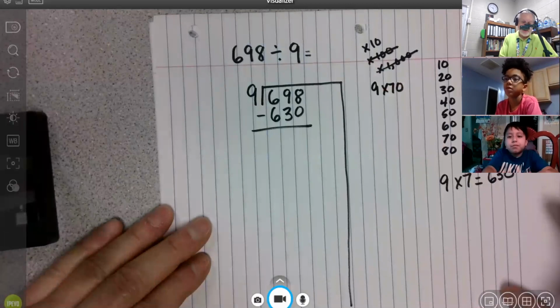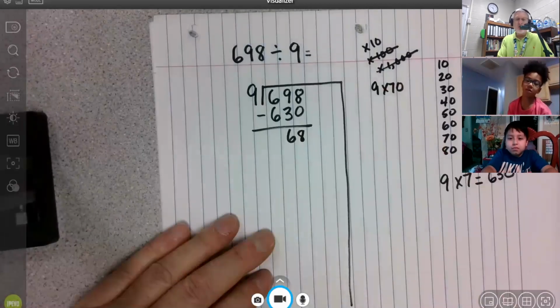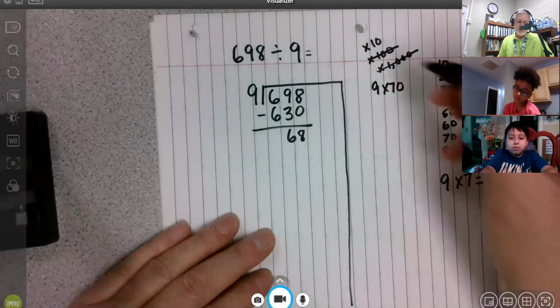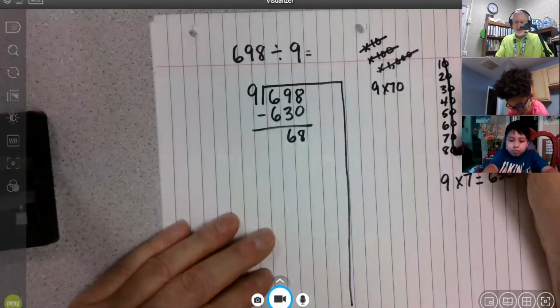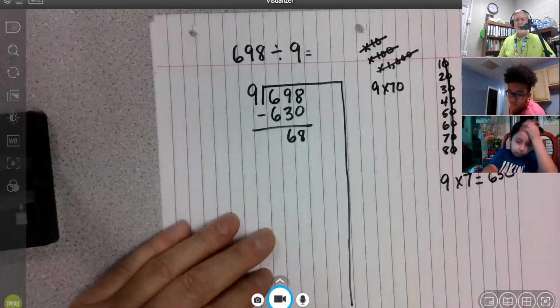68. Okay. Can I make any more groups of 10? No. So now I have to think, all right, so now I just get rid of my zeros here. And I think, what can I multiply 9 by to get me close to 68?